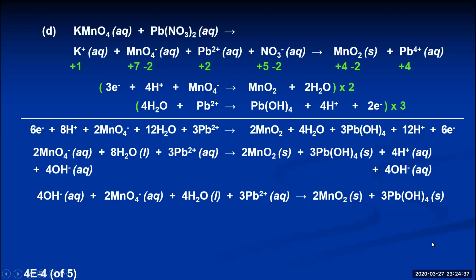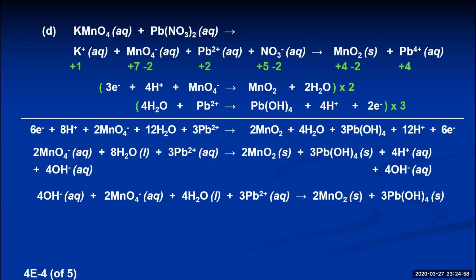So our final equation becomes 4 hydroxides aqueous plus 2 permanganate ions aqueous plus 4 water molecules liquid plus 3 lead 2 ions aqueous yields 2 manganese 4 oxide solid plus 3 lead 4 hydroxide solid.